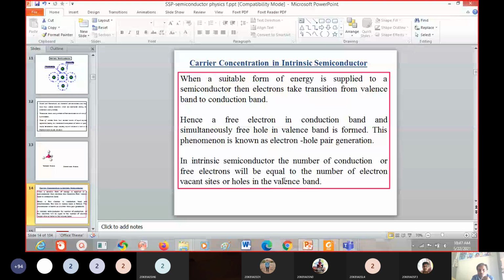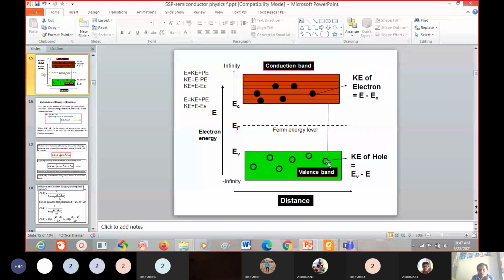See here, however many electrons are present, that many holes will be present in the valence band. Now, the effective energy or kinetic energy of the electrons in the conduction band. EC is the minimum energy level of the conduction band. What is the maximum energy? We don't know.